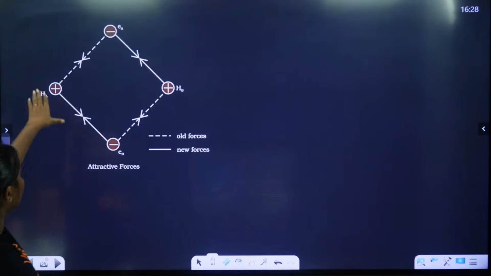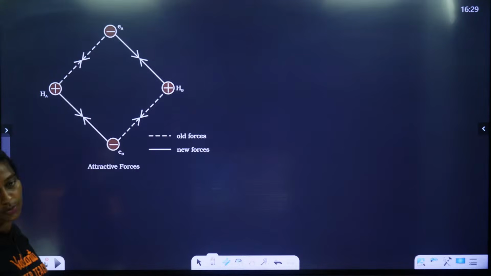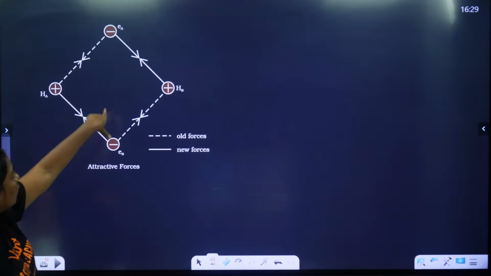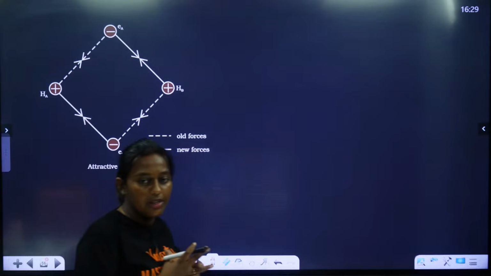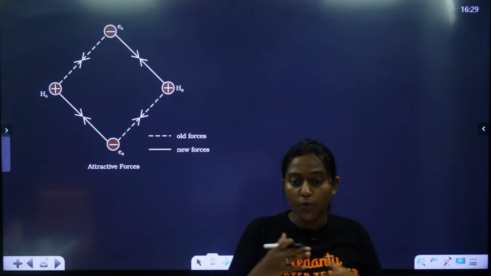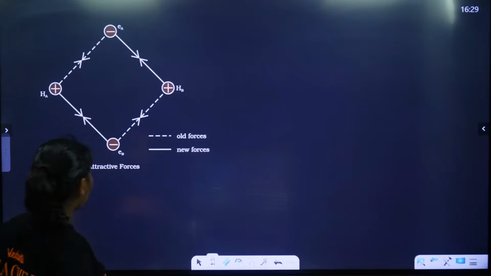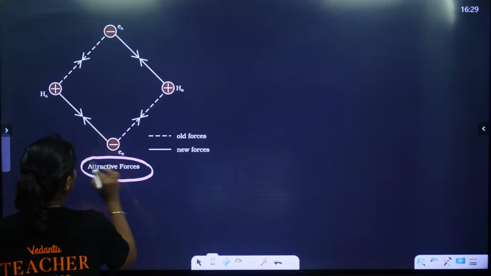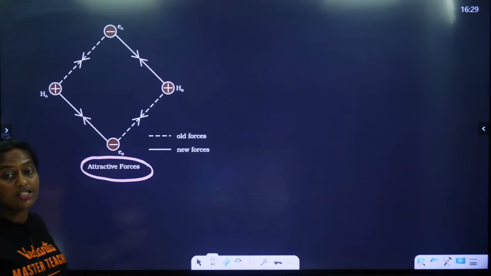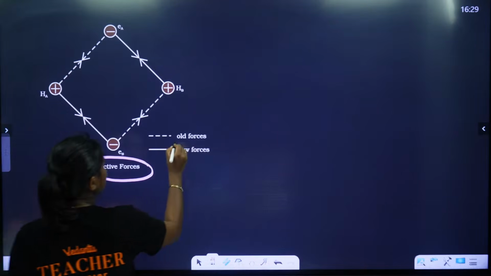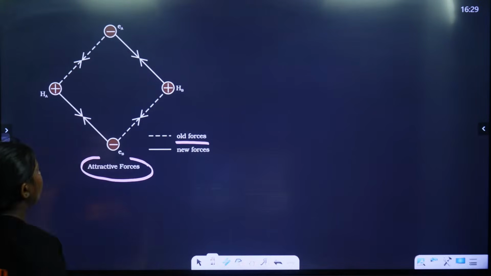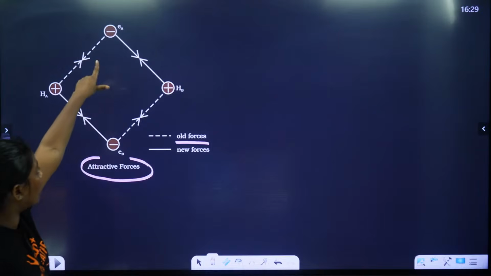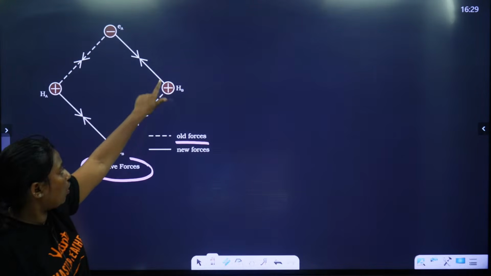So here you can see Ha and Hb, two hydrogen atoms, and these are the electrons. At a particular distance there is no interaction, but when they approach each other, there is an attractive force between the two atoms as well as a repulsive force. Here you can see this is the old force, and this is the new force between the electron of A and the hydrogen nucleus.